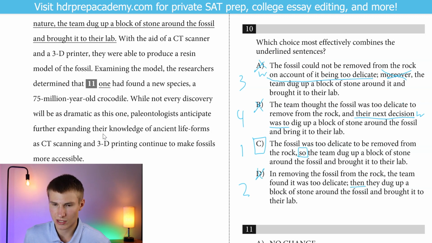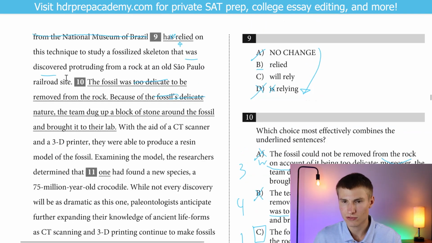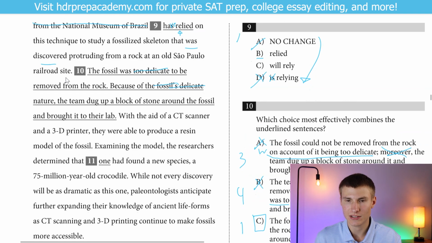Also, we don't really want to start out by saying in removing the fossil from the rock, the team found it was too delicate, because they don't really just remove the fossil, they end up having to dig up the stone around the fossil. So answer choice D is also confusing there. All right, let's go ahead and keep reading through. Let's go ahead and make sure that we come back and answer question 9 as well.